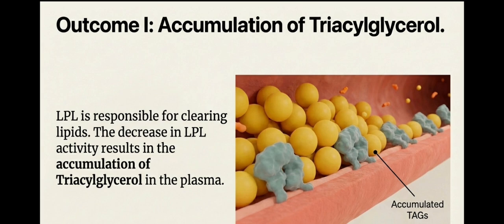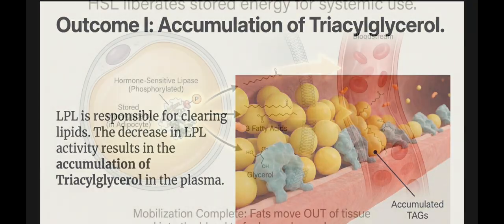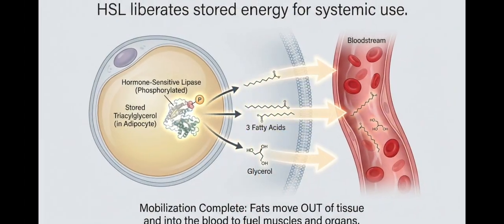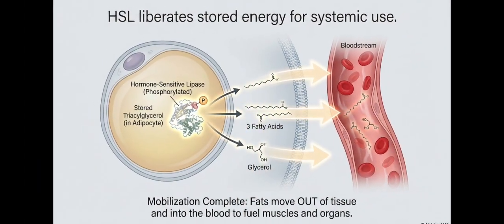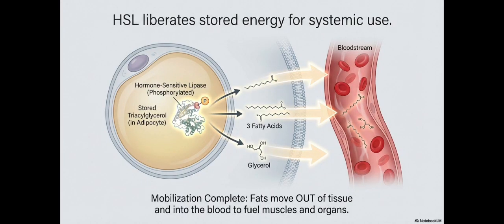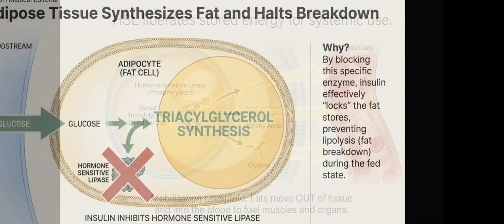Now, what about that second enzyme you mentioned, hormone-sensitive lipase? Hormone-sensitive lipase primarily operates within the fat tissue, and in insulin resistance, its activity actually increases. So it's the opposite of what we see with lipoprotein lipase. Its job is to break down stored triacylglycerol inside the fat cells and release those free fatty acids into the bloodstream. What's important here is that insulin normally puts the brakes on this enzyme.